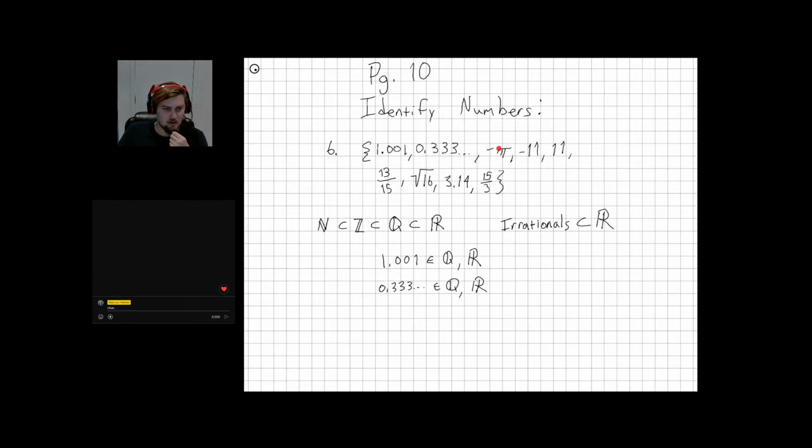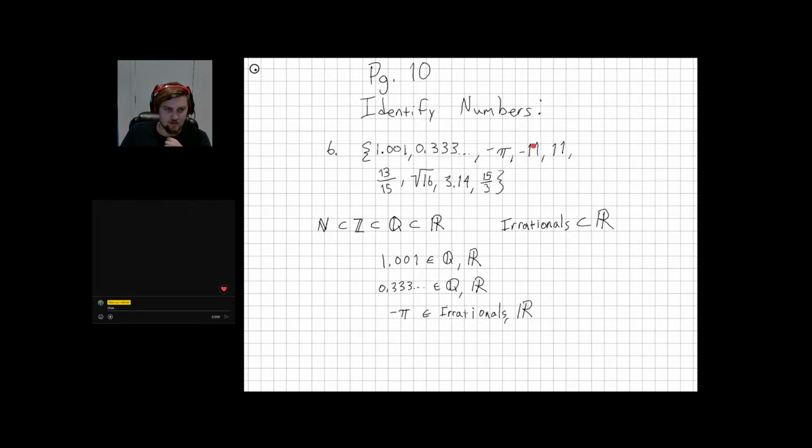What about negative pi? Well, negative pi isn't a natural number, it's not an integer, and it's not rational because pi is a very famous irrational. And the negative of an irrational number should still be an irrational number. Just because it's negative doesn't mean we can write it as a rational number. So negative pi is in the irrationals, and it is in R.